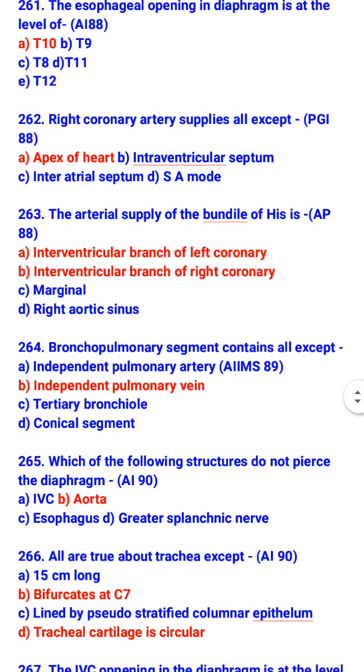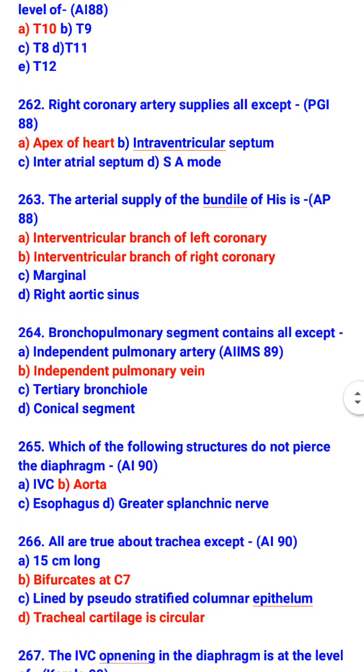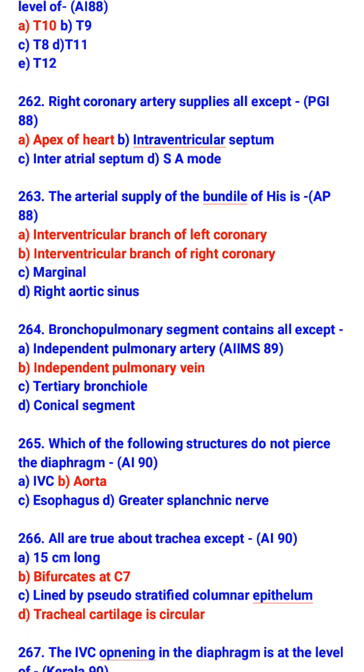Bronchopulmonary segment contains all except independent pulmonary vein. So bronchopulmonary segment contains independent pulmonary artery, tertiary bronchus and conical segment.